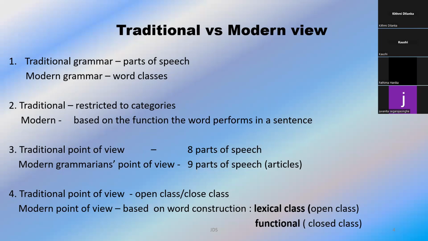But here, we don't take into account the function that is performed by the word. They just categorize it under one particular category, and that cannot be changed. That's why we call it a rigid classification.